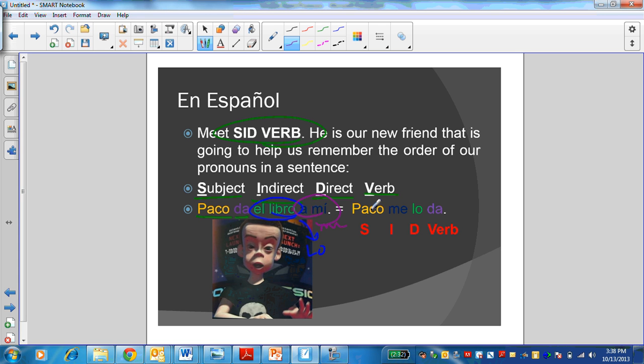So essentially now what I'm going to do is I'm going to plug this back in. I have lo, me, Paco, and da. So I'm going to follow the structure of Sid Verb. So Paco is the subject. The indirect object is me. The direct object pronoun is lo. And the verb is da. So if I want to say Paco gives it to me, it's going to be Paco me lo da.